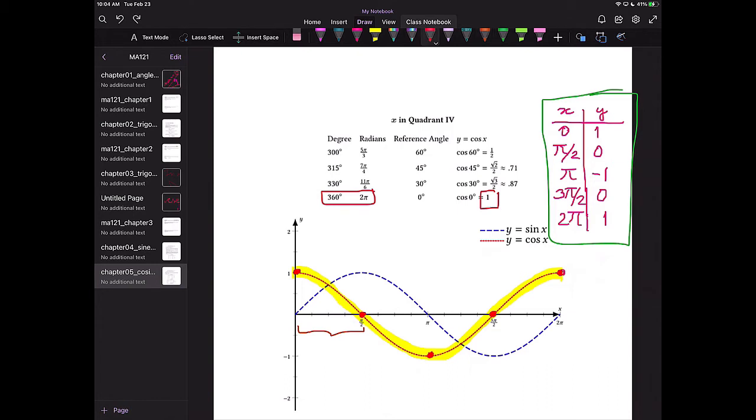So for the basic function y equals cosine of x, we have that the amplitude is equal to 1. That corresponds to the coefficient of 1 in front of cosine of x. We also have that the period of this function is the same as the period of the sine function, corresponding to 2 pi.